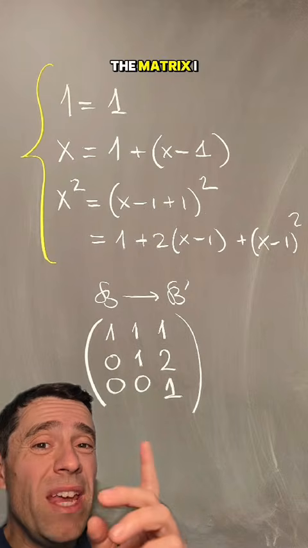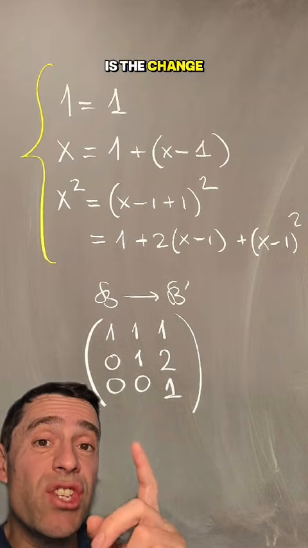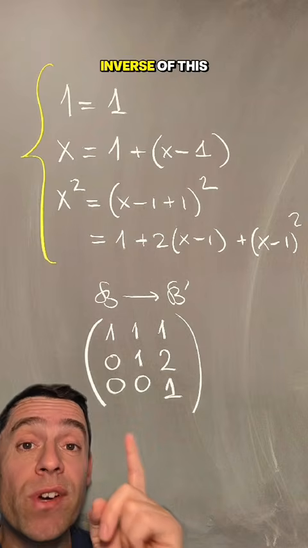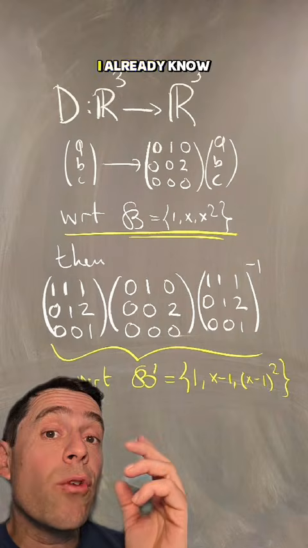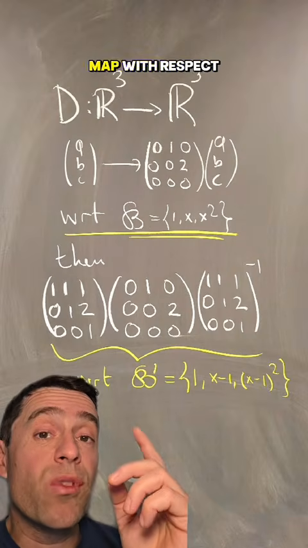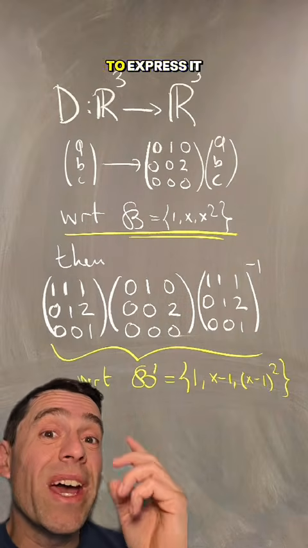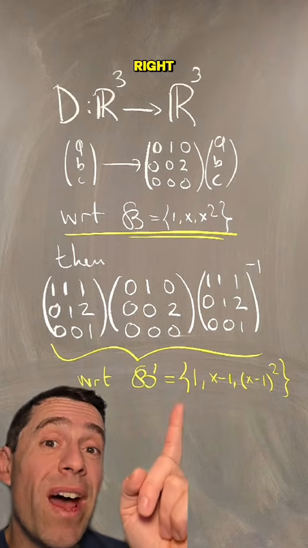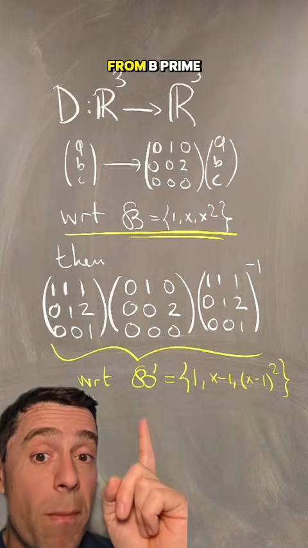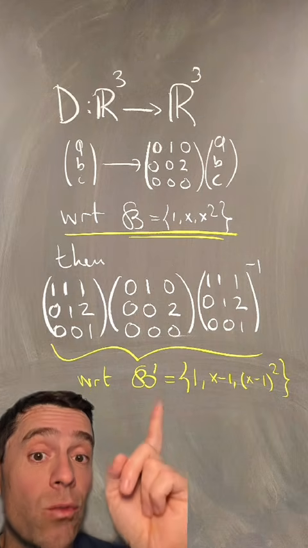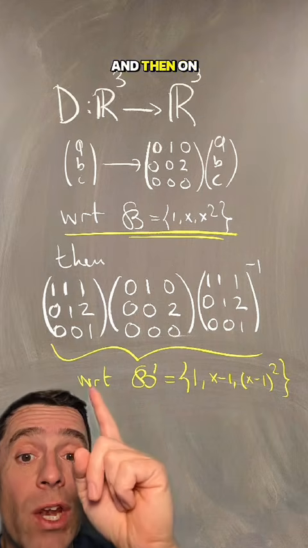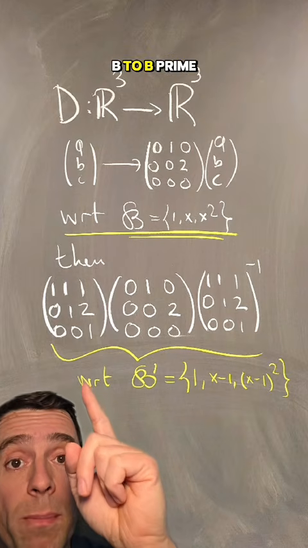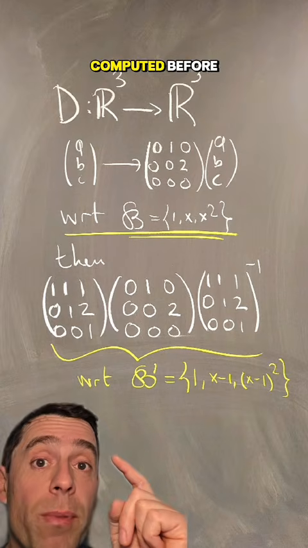By the way, the matrix I will actually need is the change of basis matrix from B prime to B, which is the inverse of this one. And now, since I already know how to express the derivative map with respect to the basis B, to express it in terms of the basis B prime, I have to multiply on the right by the change of basis matrix from B prime to B, which is that inverse, and then on the left by the change of basis matrix from B to B prime, which is the one we computed before.